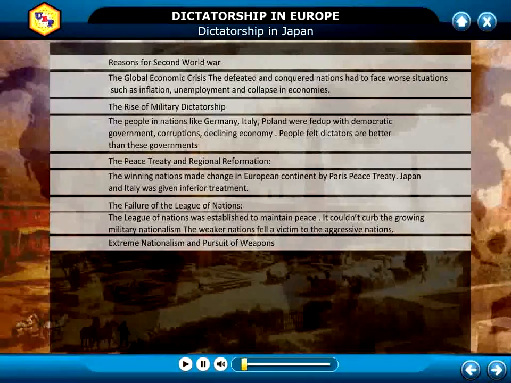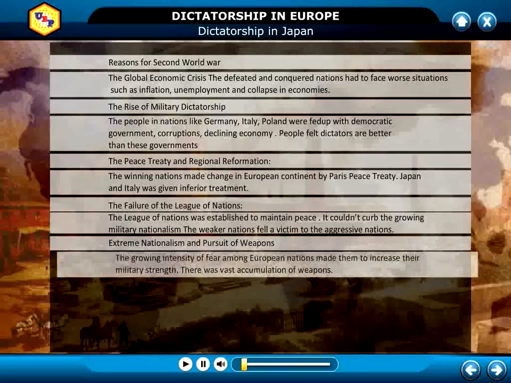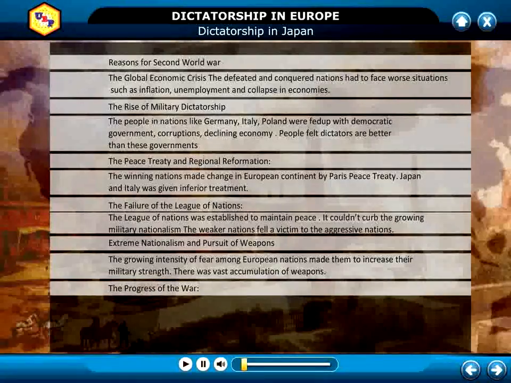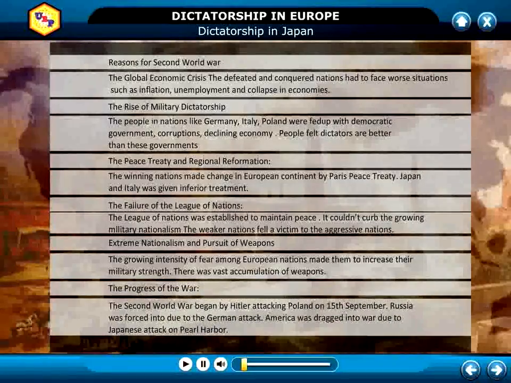Extreme nationalism and pursuit of weapons. The growing intensity of fear among European nations made them increase their military strength. There was a vast accumulation of weapons. The progress of the war: the Second World War began with Hitler attacking Poland on 1st September 1939. Russia was forced in due to the German attack. America was dragged into the war due to the Japanese attack on Pearl Harbor.